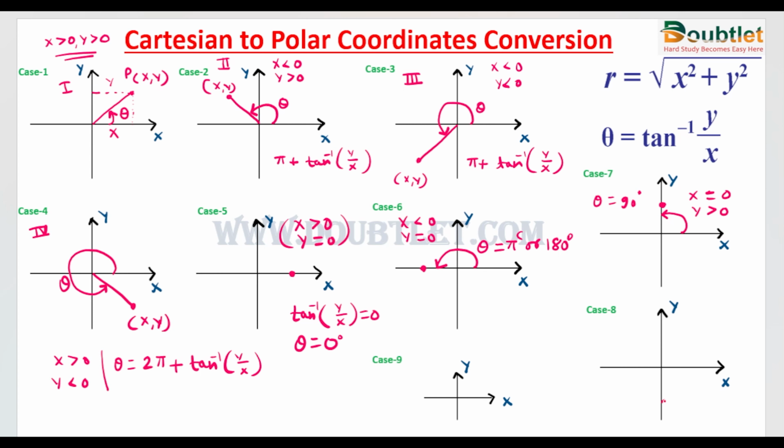If the point lies on the negative direction of the y axis, here x is again equal to 0 and y is less than 0. To calculate theta, we have to move anti-clockwise to this point. From here to here it is pi and here to here it is pi by 2, so we need to add pi plus pi by 2. So theta will be equal to 3 pi by 2, and in degrees we can write it as 270 degrees.